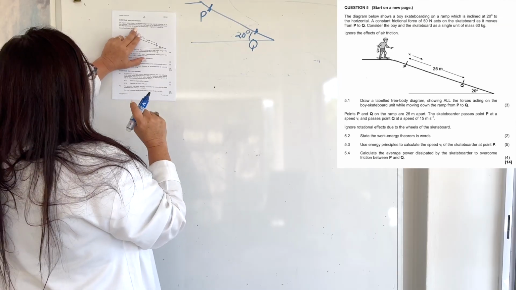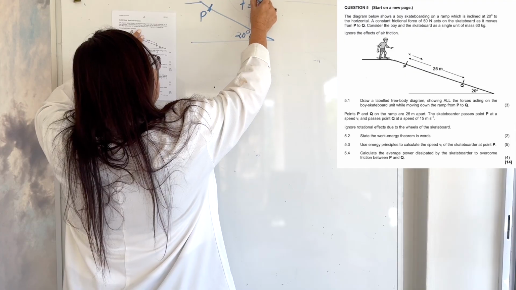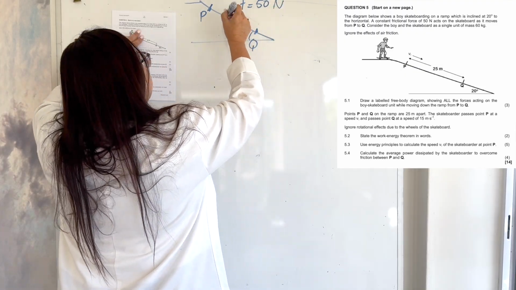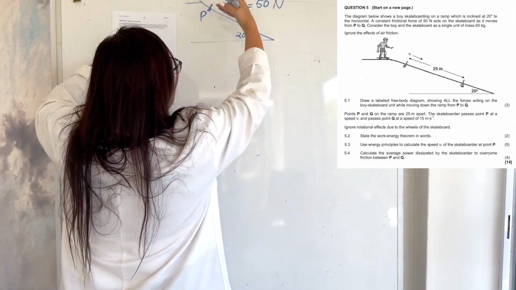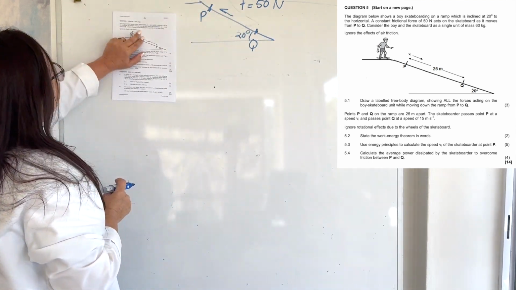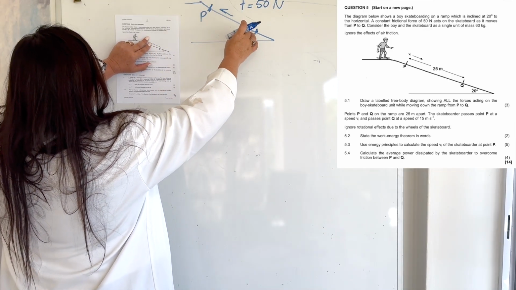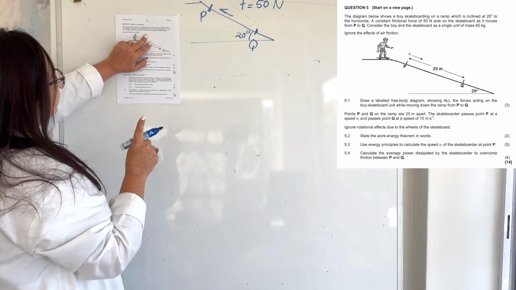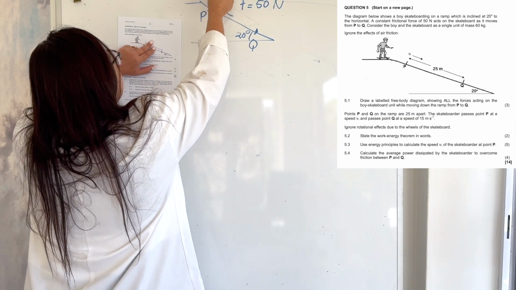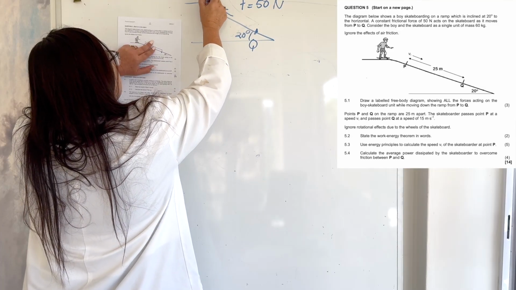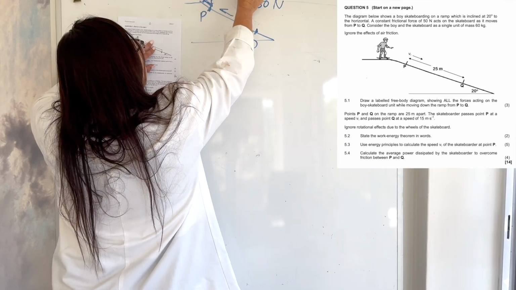A constant frictional force of 50 Newton. So F, frictional force, equals 50 Newton, and it's going to work upwards against the slope. Why? Because he is moving down with his skateboard. As it moves from P to Q, consider the boy and the skateboard as a single unit with a mass of 60 kilograms. So that is the boy with his skateboard, and it equals 60 kilograms.